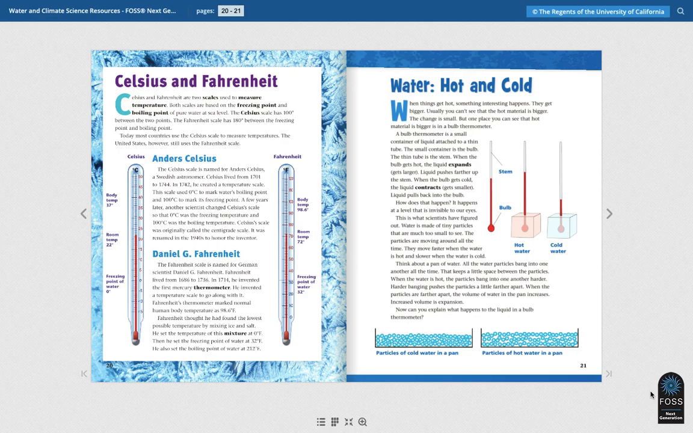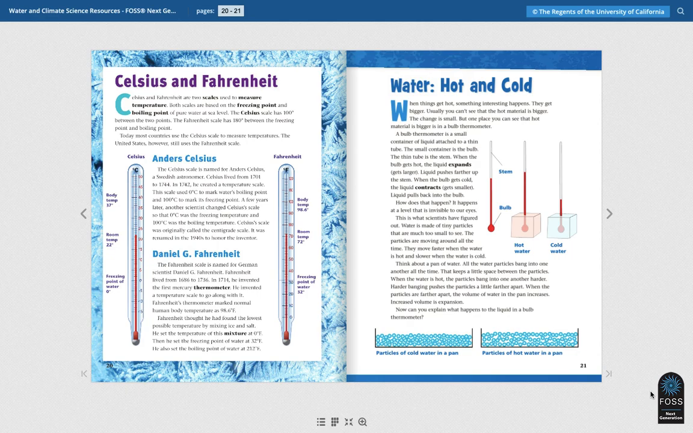Water, hot and cold. When things get hot, something interesting happens. They get bigger. Usually you can't see that hot material is bigger. The change is small. But one place you can see that hot material is bigger is in the bulb thermometer. A bulb thermometer is a small container of liquid attached to a thin tube. The small container is the bulb. The thin tube is the stem.